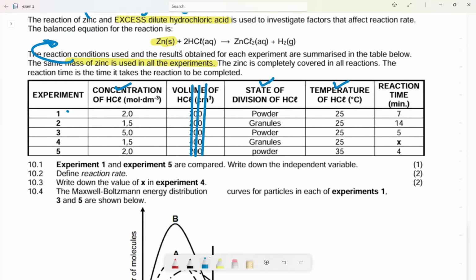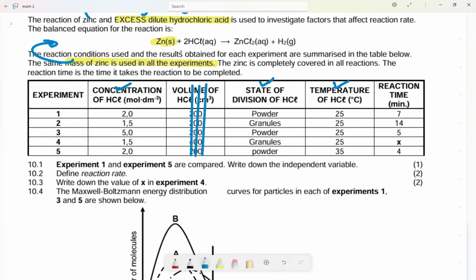So let's look at experiment 1 and 2. Experiment 1 and 2, can I compare these? Okay, let's see. Concentration is not the same, but the state of division is also not the same. So I cannot compare experiment 1 and 2, because there are 2 independent factors. Can you see there are 2 things that are changed in that experiment? So I cannot compare experiment 1 and experiment 2.